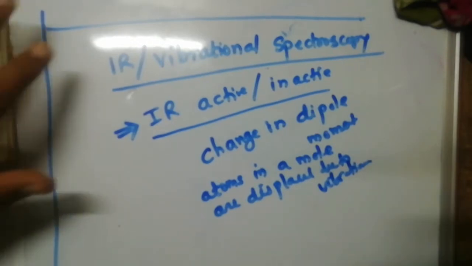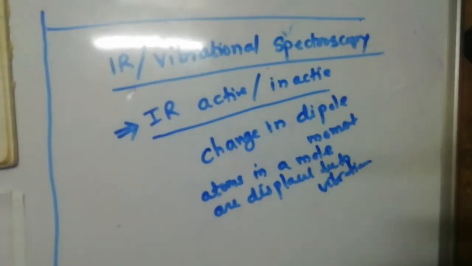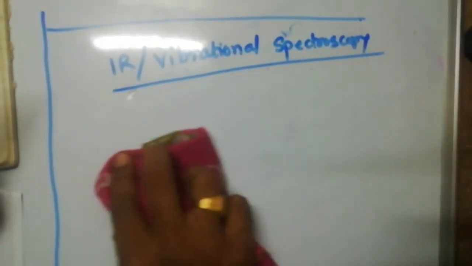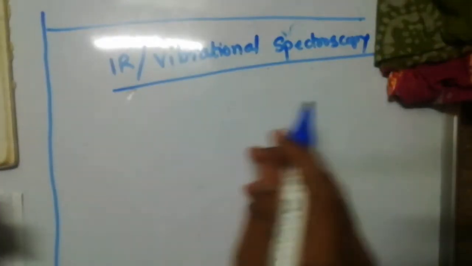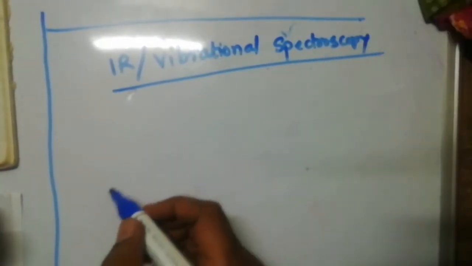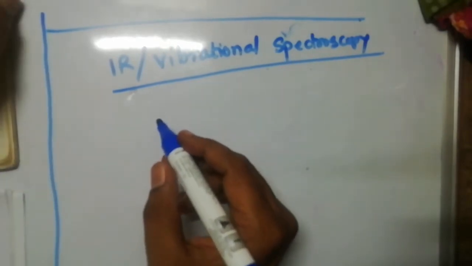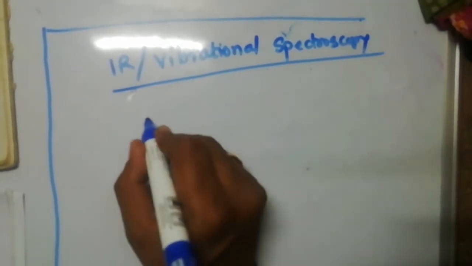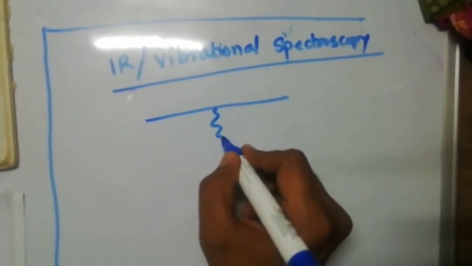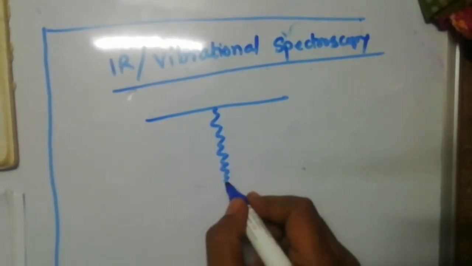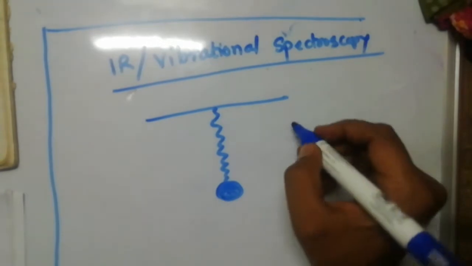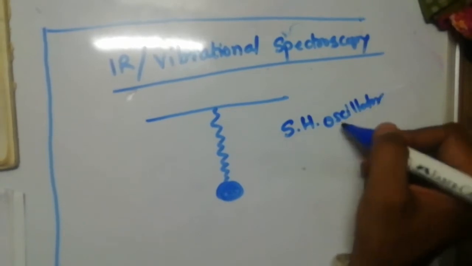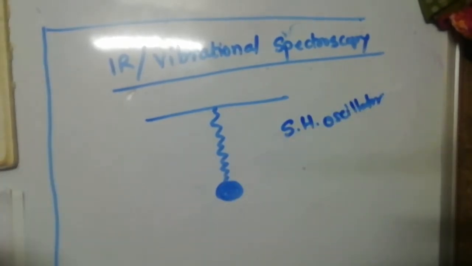Now you all know that in rotational spectroscopy the diatomic molecule is considered to be a diatomic rigid rotator. Here it is considered as a simple harmonic oscillator. What is a simple harmonic oscillator? It is just like, say, on a wall you fix a spring and you fix a mass on it. What is important is to understand the simple harmonic oscillator. If you understand this, we can understand how molecules are IR active and inactive.